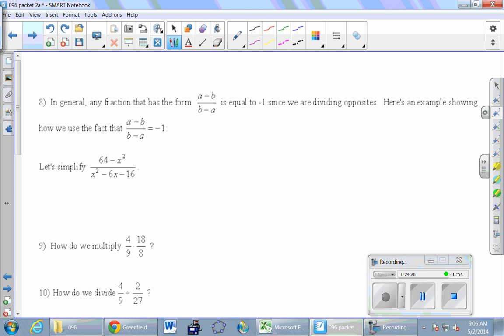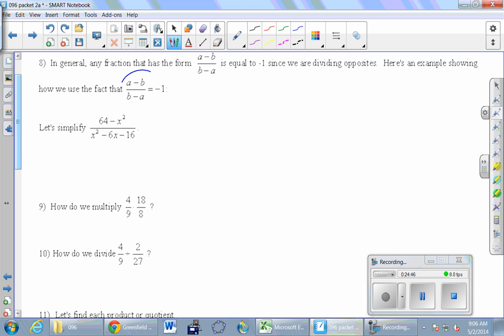So here's the more general fraction, a minus b over b minus a. If you ever see a minus b over b minus a, you say, oh, that's really just negative 1. Right? It's not a fancy form of 1, it's a fancy form of negative 1. So we're going to use that fact right there.